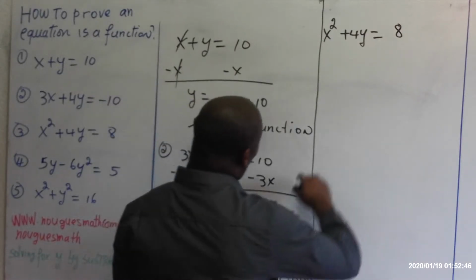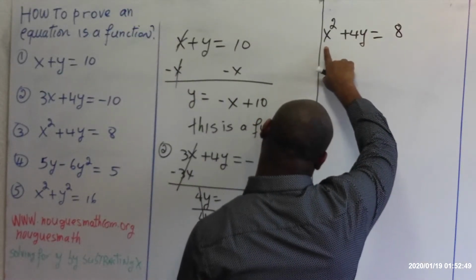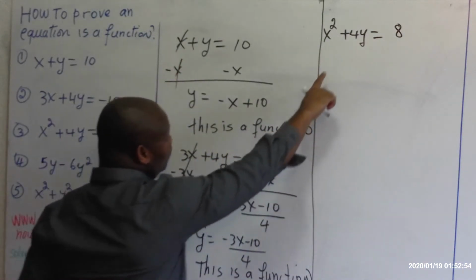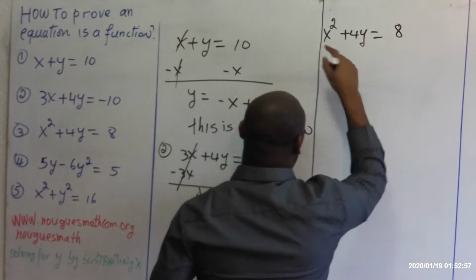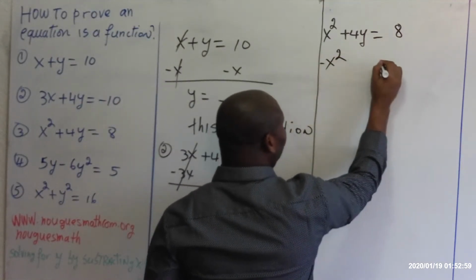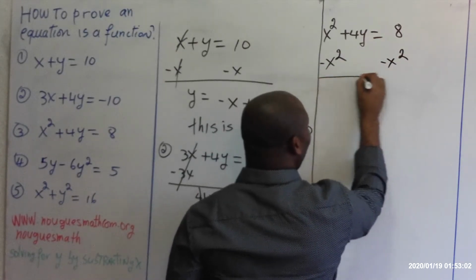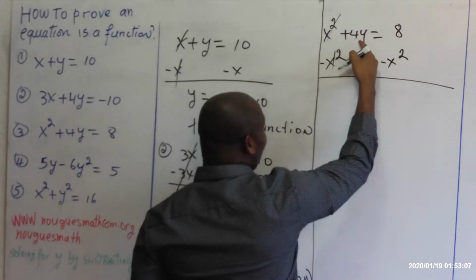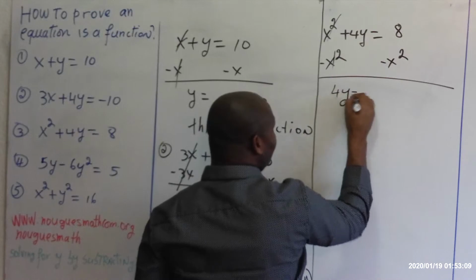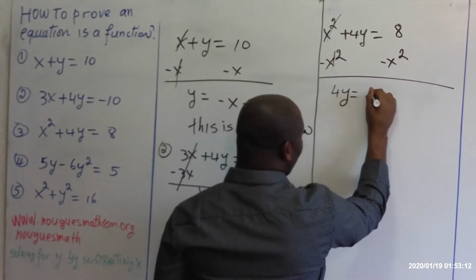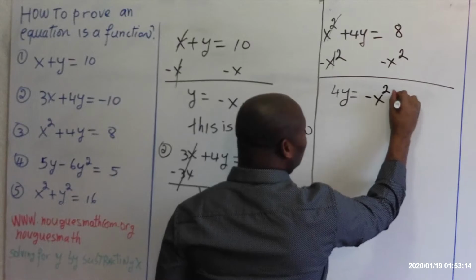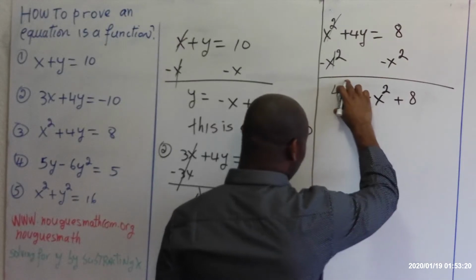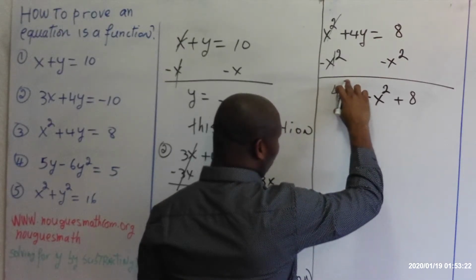Let's do that. We're going to solve. We're going to subtract x squared from both sides. Here we subtracted x, here we're going to subtract x squared. So positive x squared, negative x squared, that cancel. Bring down 4y. This time we have negative x squared plus 8. So we do not finish yet. Let's divide by 4 on both sides.